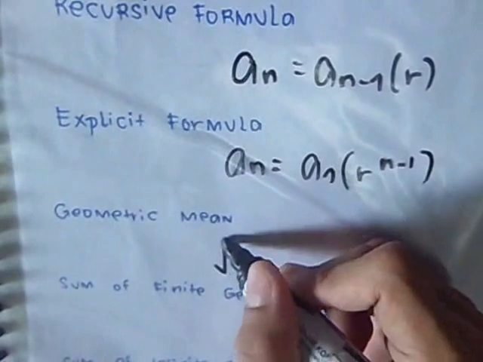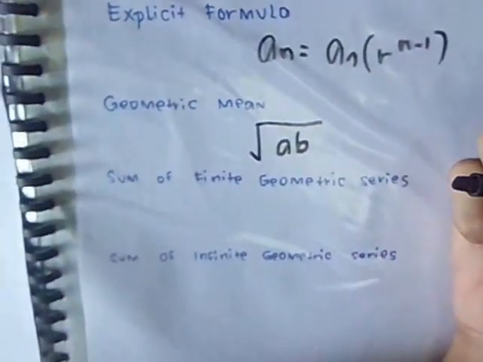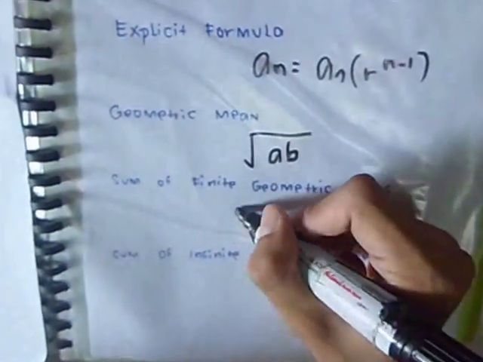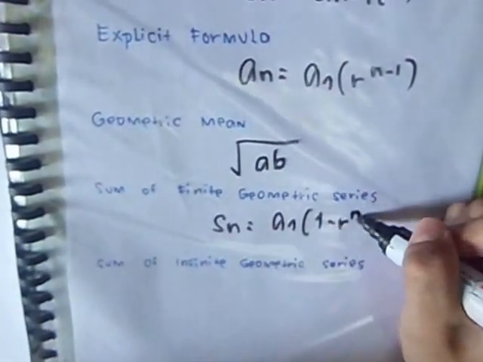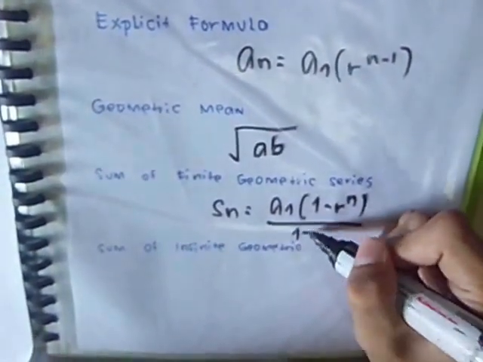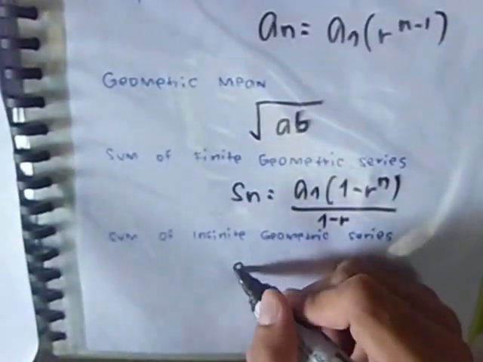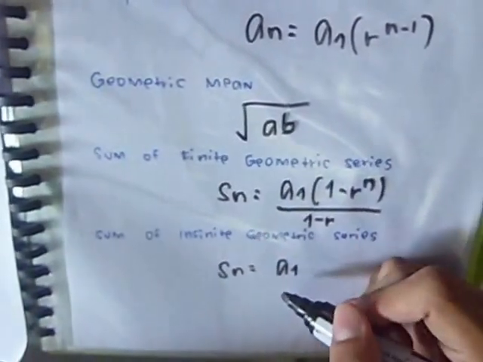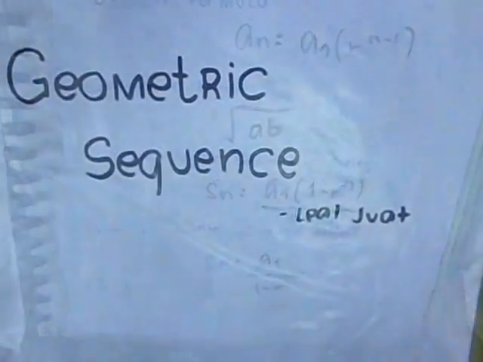Geometric mean is defined as square root of ab, where a and b are two positive integers. For the sum of finite geometric series, we have S sub n is equal to a sub 1 multiplied to 1 minus r raised to n over 1 minus r. And finally, for the infinite geometric series, we have S sub n is equal to a sub 1 over 1 minus r. And that is all.